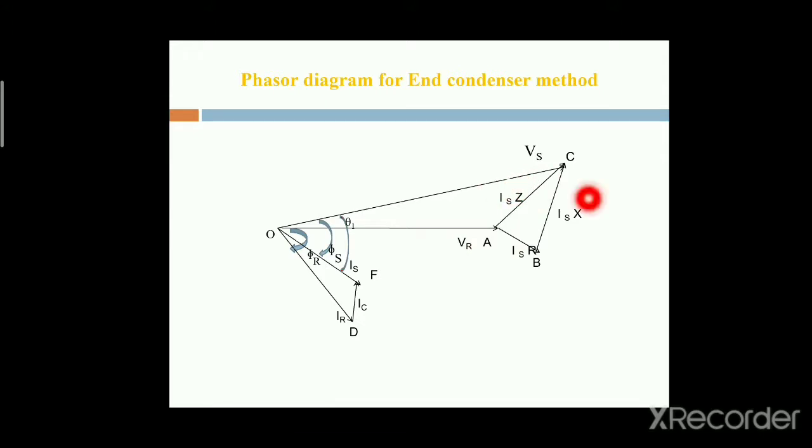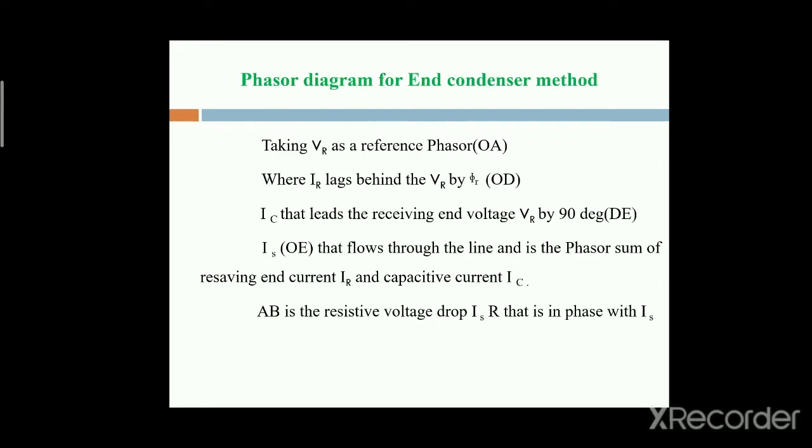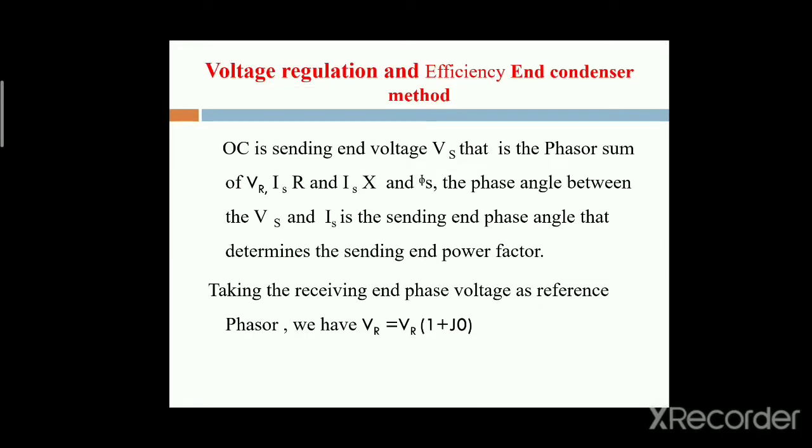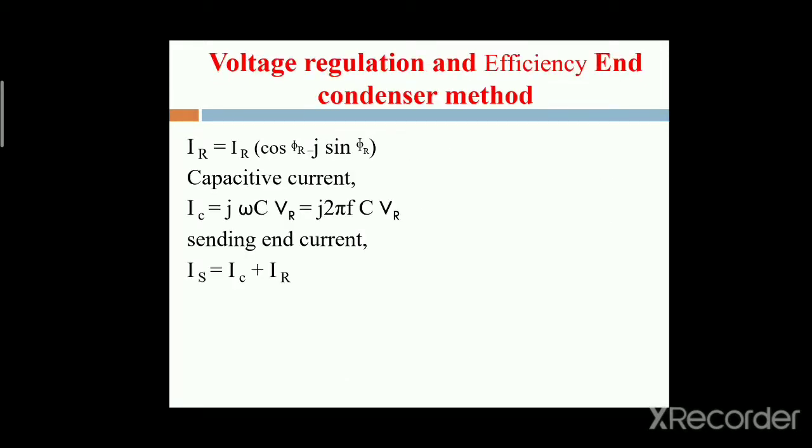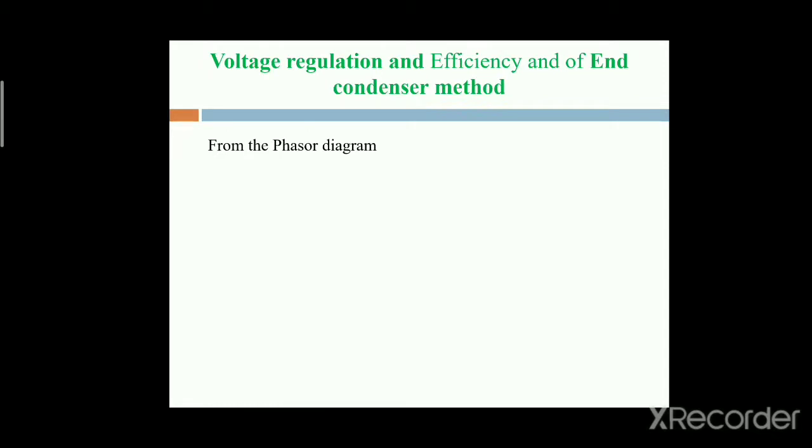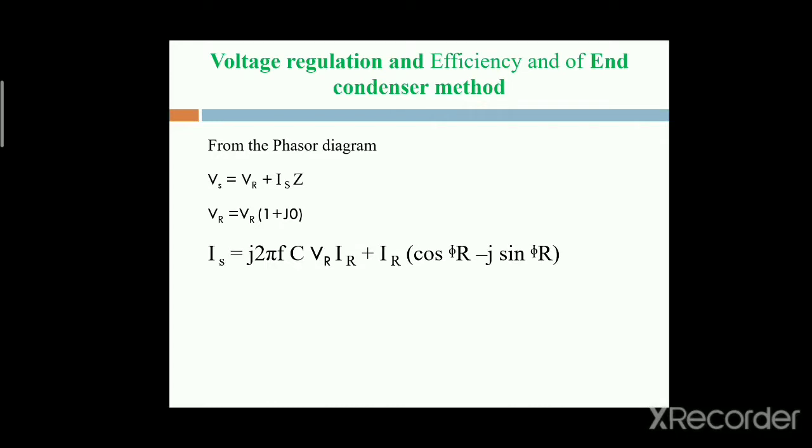This is the impedance triangle, or drop triangle. By adding this drop triangle to this line, we obtain the sending end voltage, that is the Vs. Therefore, Vs is equal to VR plus Is into Z. Then VR is equal to VR into (1 plus j0).